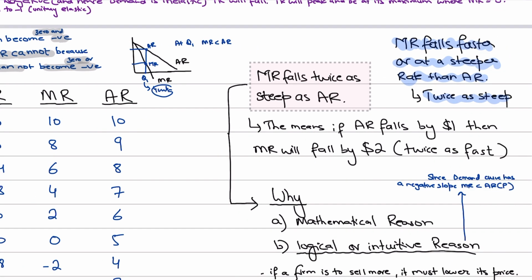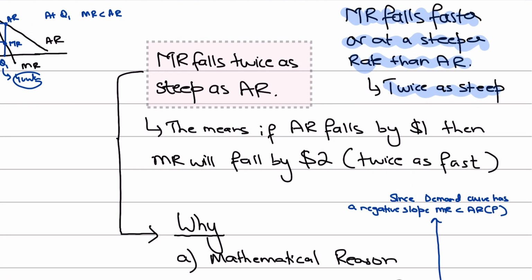So MR is falling, AR is falling, but MR is falling twice as steep as AR. The MR is falling faster, or steeper, than the rate at which the AR is falling. And how steep? Twice as fast as your average revenue is falling. It simply means that if average revenue is falling by $1, then marginal revenue will fall by $2, twice as fast as the average revenue.